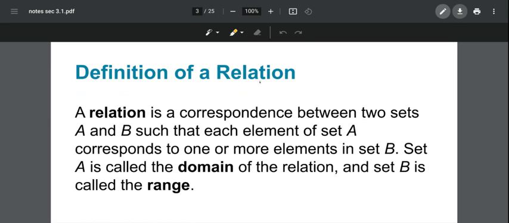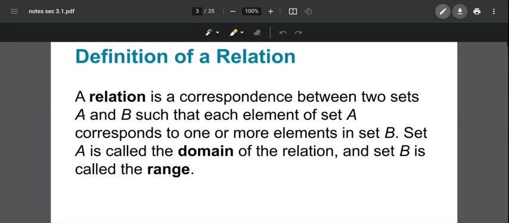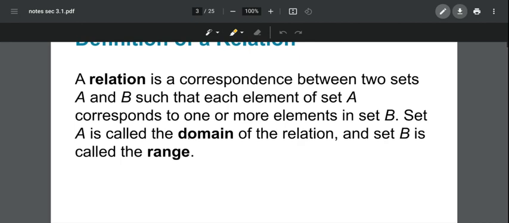So first, the definition of the relation. A relation is the correspondence between two sets, A and B, such that each element of set A corresponds to one or more elements in set B. Set A we call the domain of the relation, and set B we call the range. So a relation is a special correspondence between two variables, usually between x and y. All x elements will belong to set A, which we call the domain, and all the outputs, which are the y values, will belong to set B, which we call the range. So each element from set A corresponds to one or more elements from set B. This is the definition of a relation, not a function.